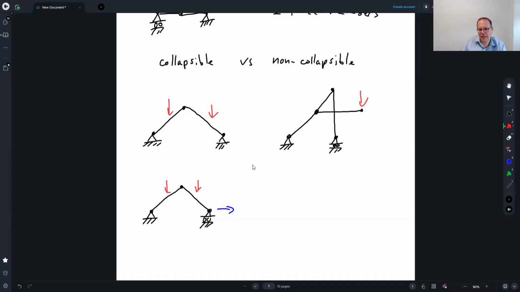Now, if I take away one of the support reactions here, for instance, if I just take away the roller, then, wrong color, go back to black. So I have something like this, and across. And now I don't have that roller there anymore.